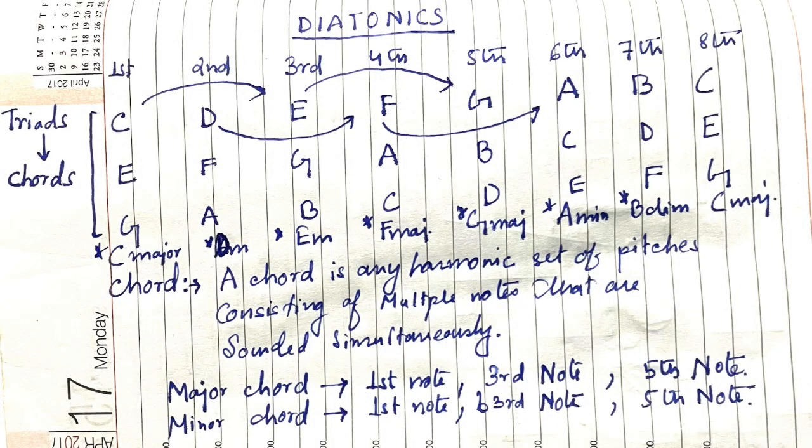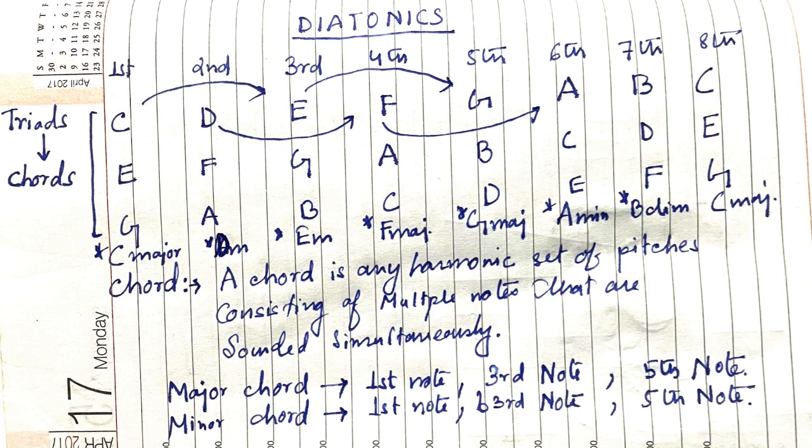Now we come to the concept of diatonics. As you can understand from the name, dia is the two notes. Now what is this two note concept? Basically, I have written the C major scale derived from our scale formula that we have already discussed. Now, in the C major scale, we have the notes C, D, E, F, G, A, B, C.